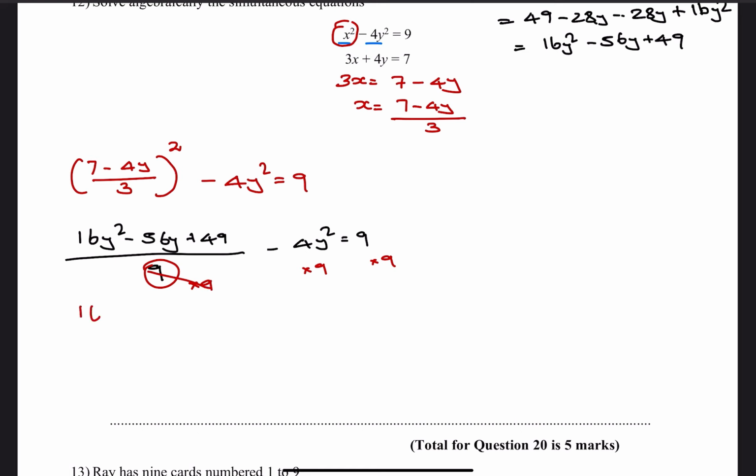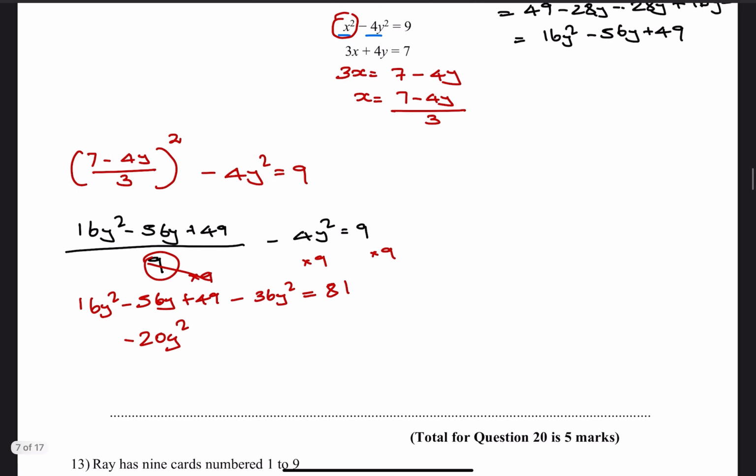So all I end up with is 16y squared minus 56y plus 49 minus 4y squared times 9, that is 36y squared, equals 9 times 9, which is 81. 16y squared minus 36y squared is minus 20y squared, minus 56y, plus 49, but then move the 81 inside, which is minus 81. So 49 minus 81 is minus 32.